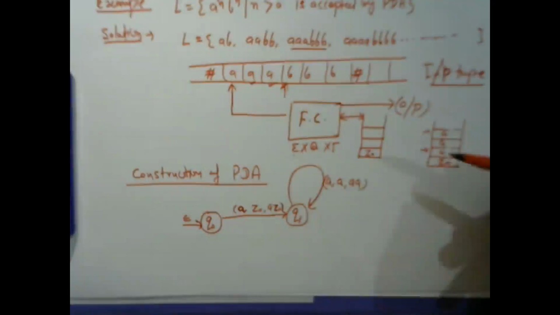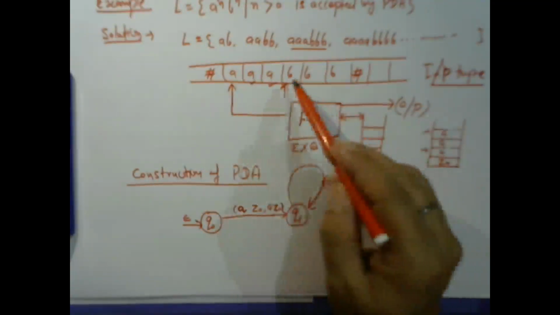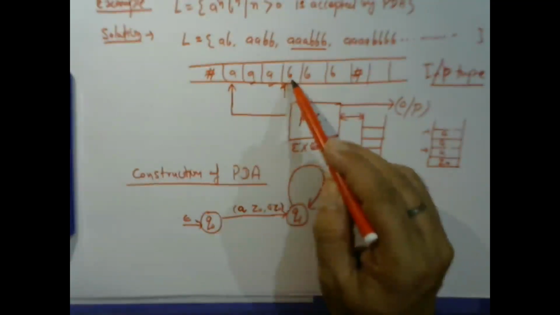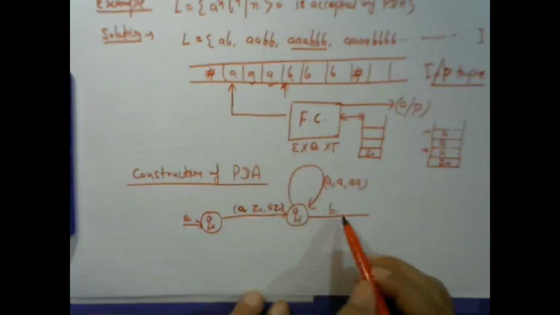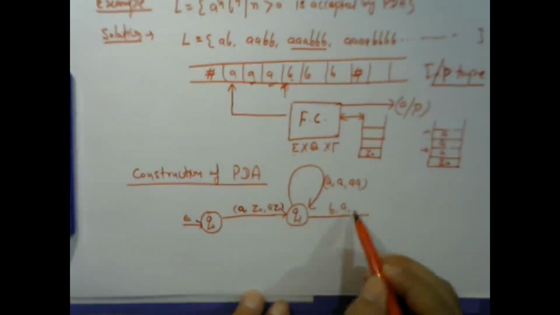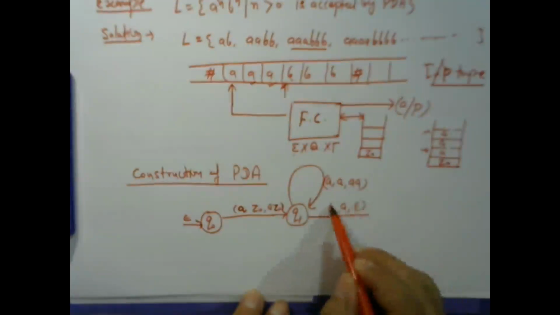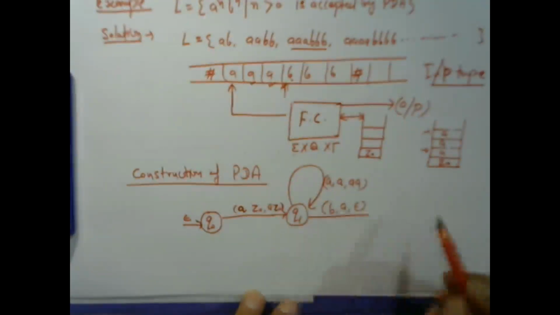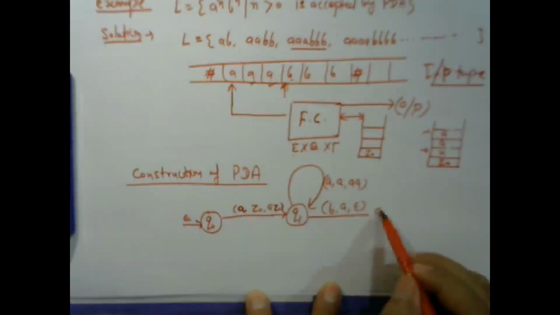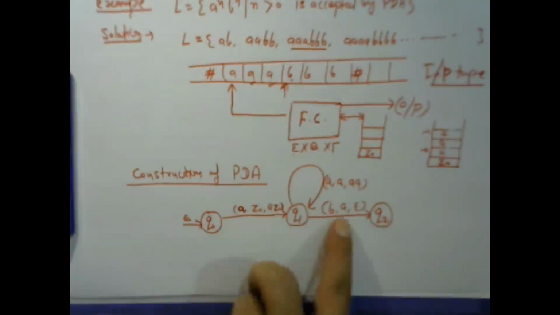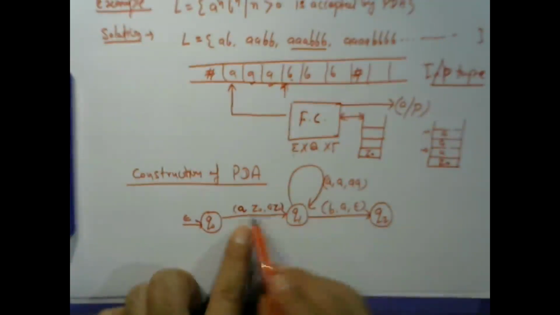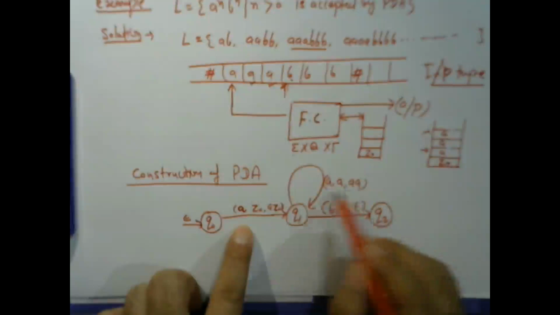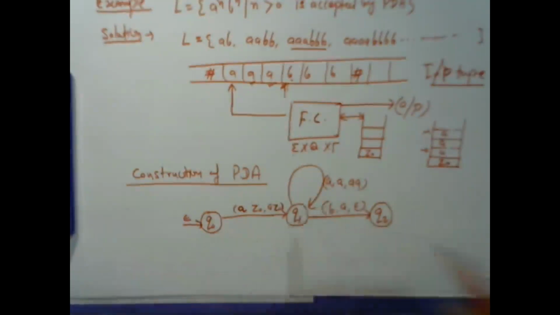If you encounter the first B and want to pop the first A, then we use here: if B is the input and A is the top of the stack, then pop A from the stack. It means you can go to the state Q2. In this operation we do the pop operation, and in the earlier operation we used the push operation.